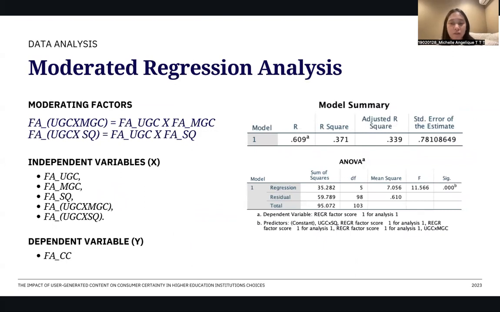To define the variables, especially the moderating factors, FAUGC and MGC are multiplied to give a factor score of the interaction of FAUGC and MGC. The same is done with UGC and SQ, in order to measure the interaction between the two variables. Therefore, using linear regression, FAUGC, MGC, SQ, UGC x MGC, and UGC x SQ are set as the independent or X variables, while the dependent variable is FACC, which resulted in an R-squared value of 0.371, showing low significance, but it should also be noted that the standard error is quite high.